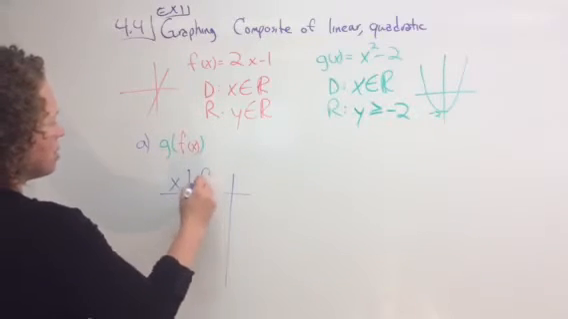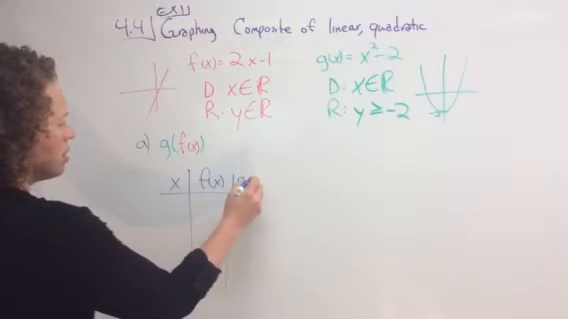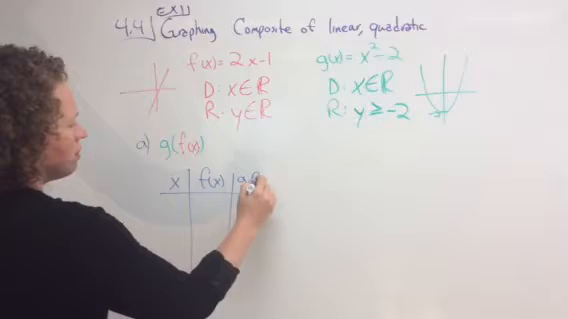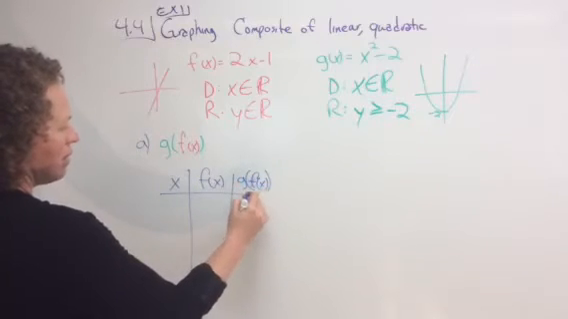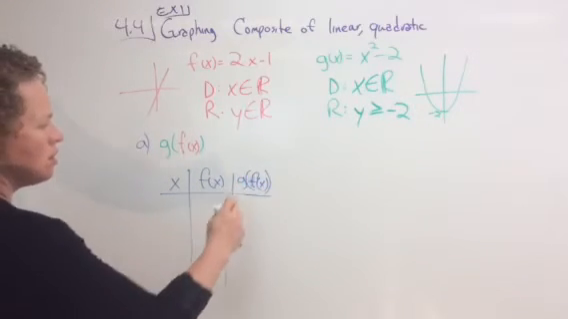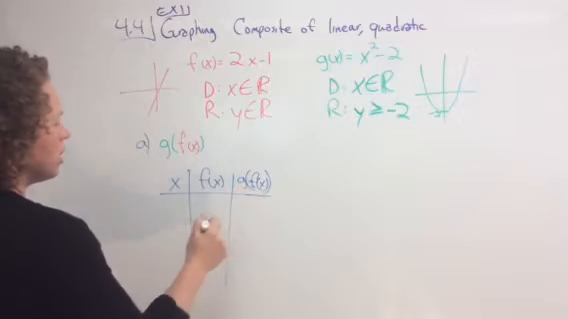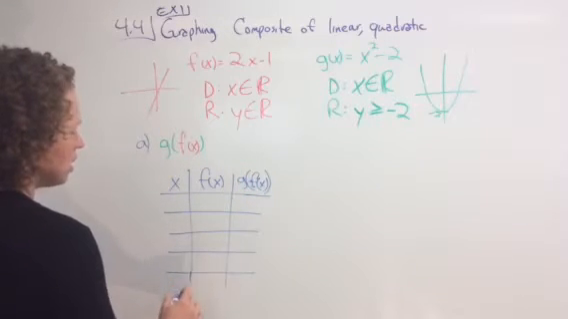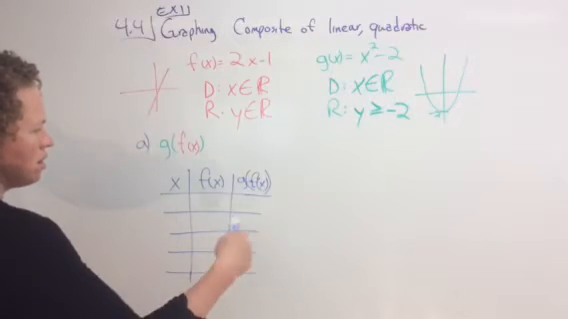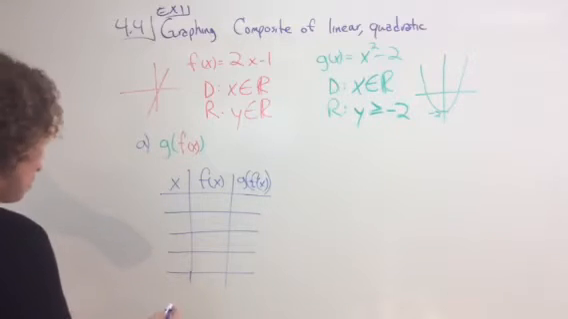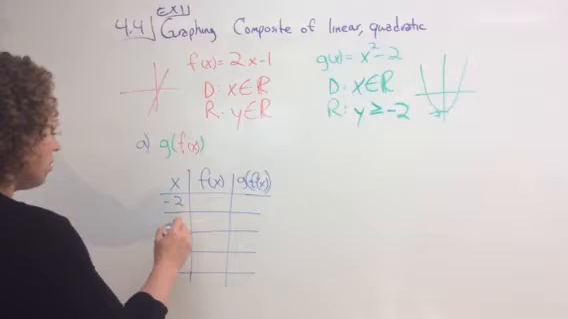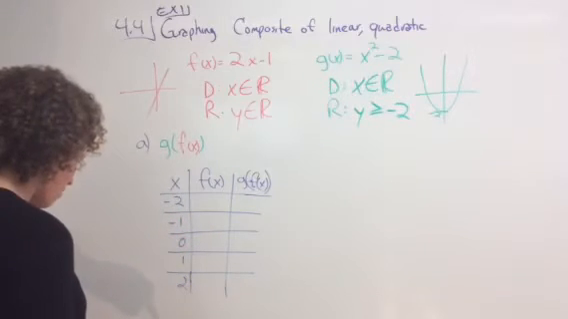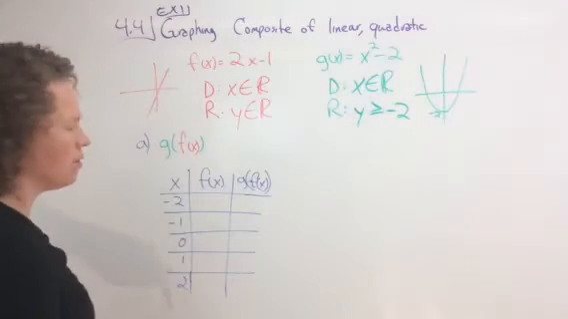They use x, f of x, and g of f of x, like that. So basically they're doing the two machine system where you're going to put in some values for x, run the calculation, and then run the second calculation. So for negative 2, negative 1, 0, 1, and 2, it'll give us a good idea of what's going on here.